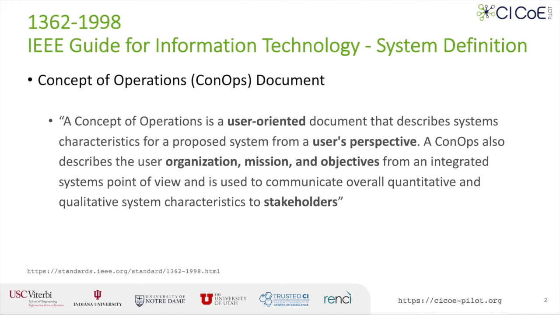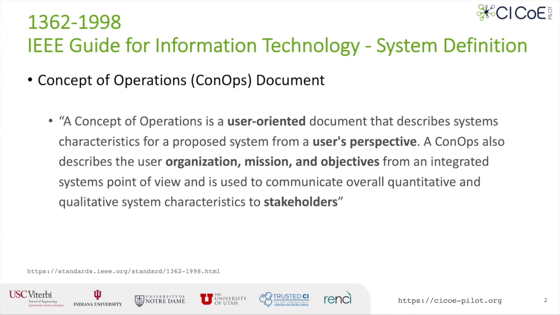ConOps is widely used in several companies as a first document for defining the expectations of the user and how they're going to use the systems. It also explains the organization and the mission objectives of the systems, and especially tries to provide quantitative and qualitative characteristics to stakeholders.